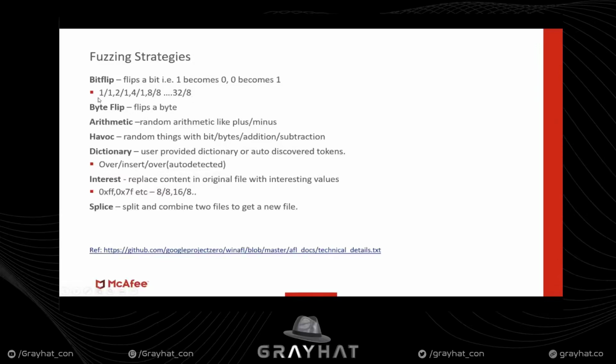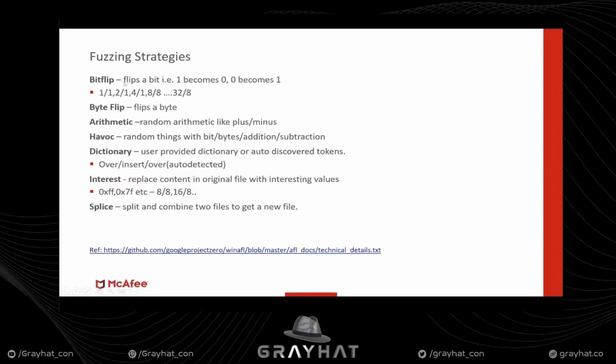What it means is that it will flip 1 bit, move forward 1 bit, then again flip 1 bit, or it will flip 8 bits, move forward 8 bits, and again flip 8 bits. Similarly, byte flip will flip a byte and it will follow the same notation as you can see over here. Similarly, in arithmetic, it will do random arithmetic, like performing some addition or subtraction of random values. And in the havoc strategy, it will use any of these strategies randomly.